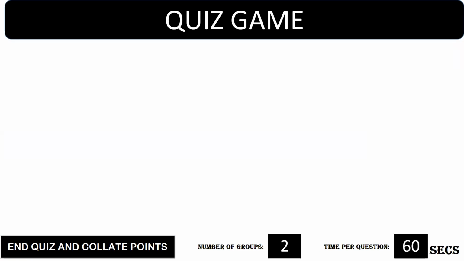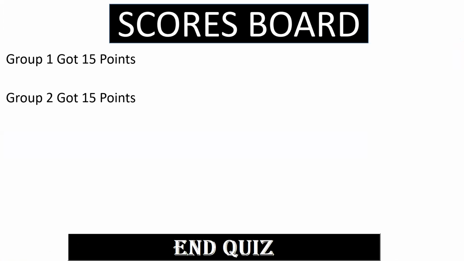So all the questions have been answered, and that's why you find no question tabs on the first slide. I'll end the quiz and collate points. Just click on this shape and we see the scoreboard. Group 1 got 15 points, group 2 got 15 points. So that's it. End quiz.